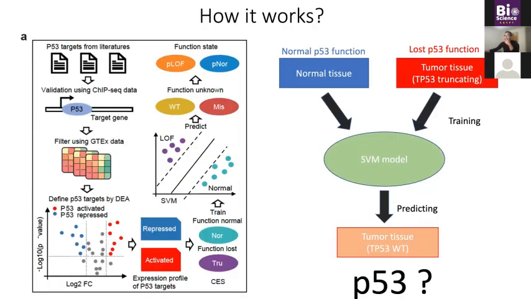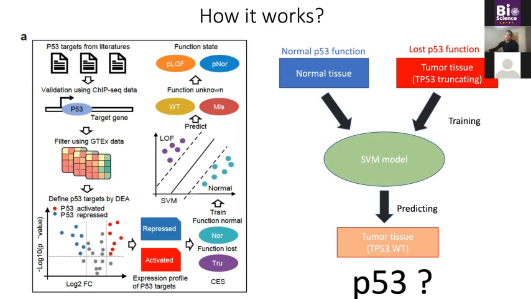So this is the general workflow of our work. First, we identify the P53 targets from the literature, and we collect all the reported P53 targets. And then we further validate these targets using P53 ChIP-seq data. We assume a real P53 target must have P53 binding at its promoter. Then we also analyze the GTEx expression data to make sure all these target genes have reasonable expression levels in different tissues. We want the target genes to have a relatively high abundance.